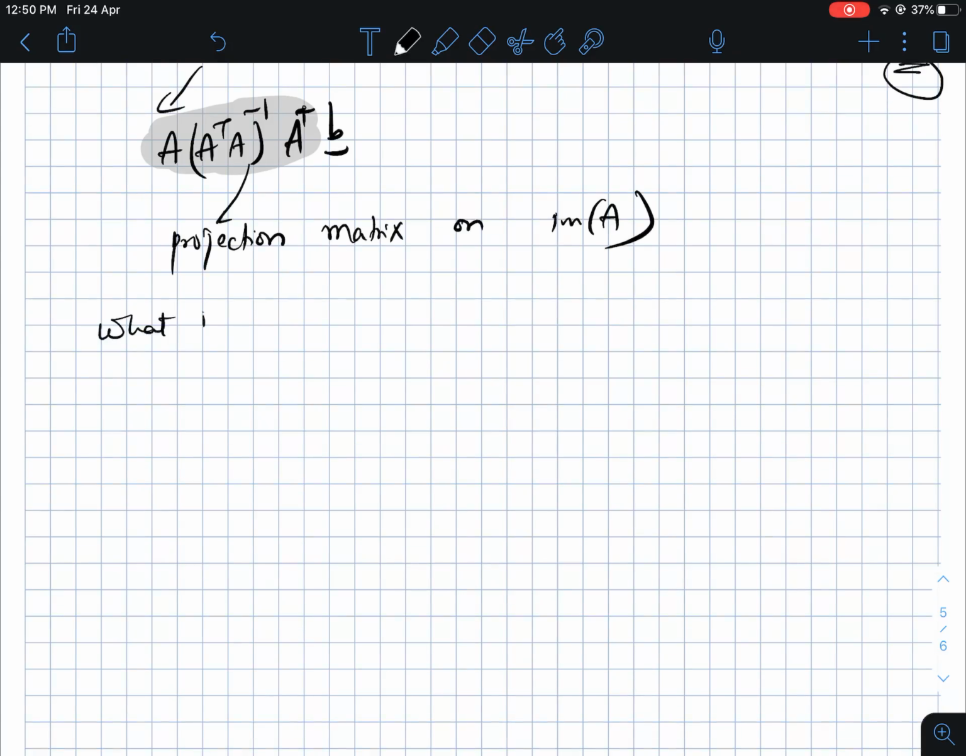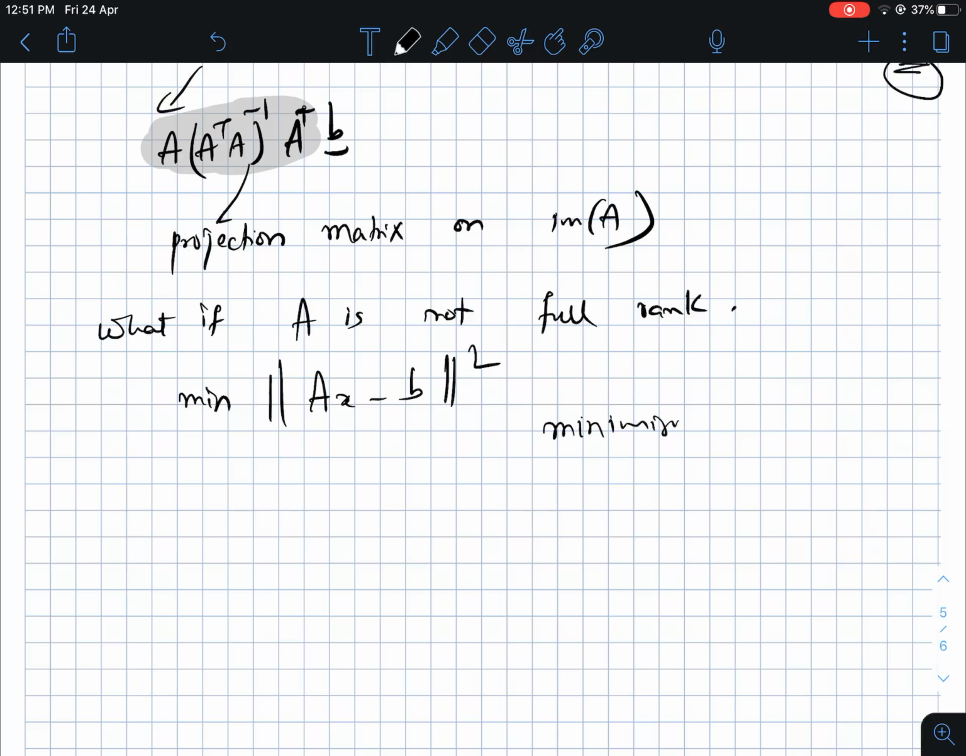Okay, now let us look at what if A is not full rank? Okay. What if A is not full rank? So if A is not full rank, it turns out that you can still find the minimum value of this. Okay, you can still find the minimum value of this. It's just that the minimizer will not be unique. Okay, why will the minimizer not be unique?